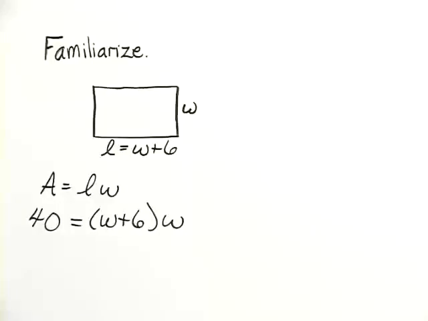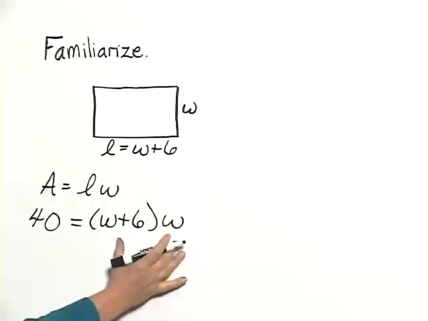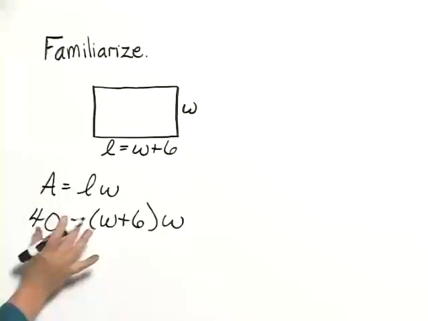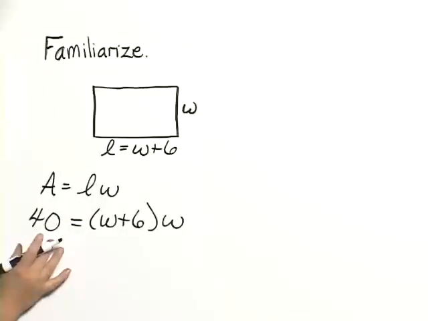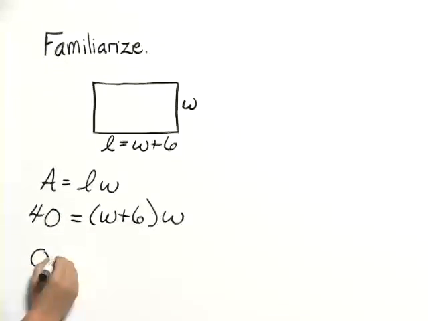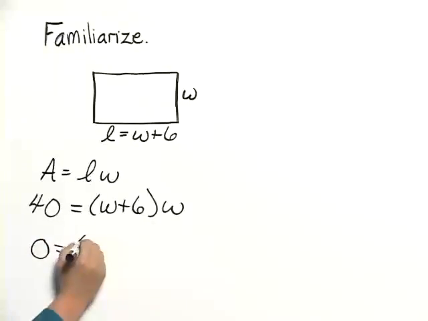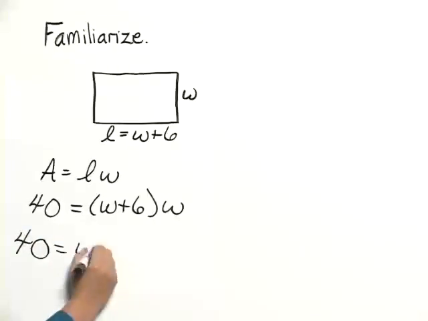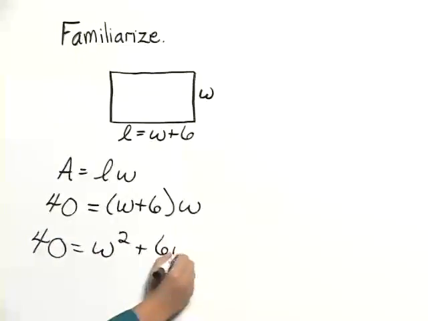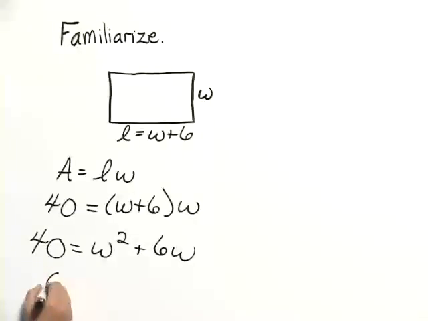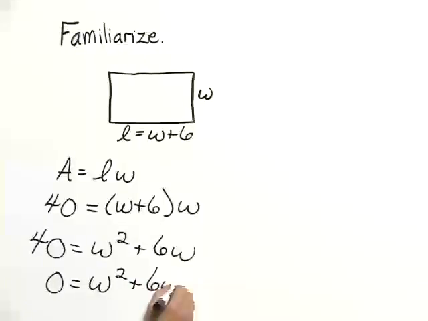So we can move to our third step, which is carry out. In this case, we want to solve the equation. It's going to be a quadratic equation. We need to multiply this out and subtract 40 from both sides in order to get 0 on one side. So we have 40 equals, start with that, w squared plus 6w, and then subtract 40 from both sides. 0 equals w squared plus 6w minus 40.